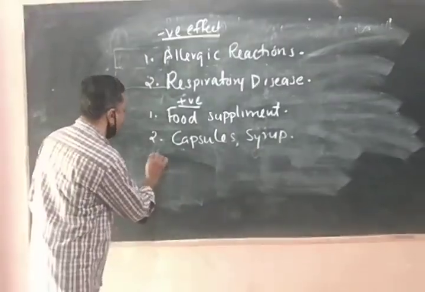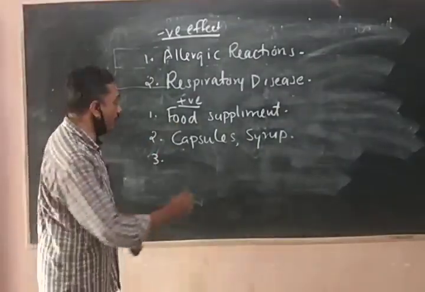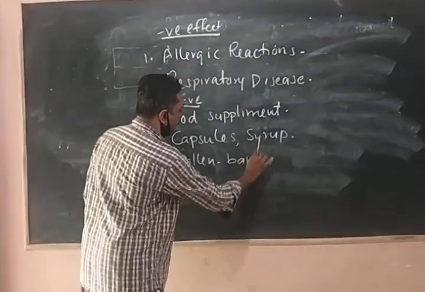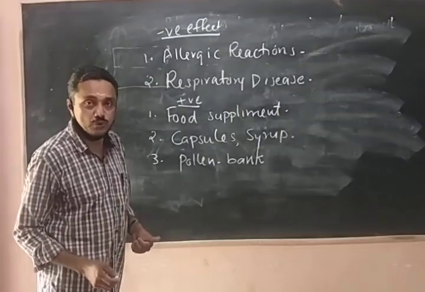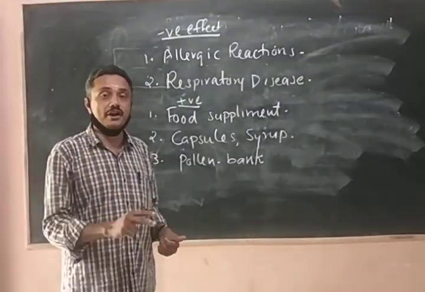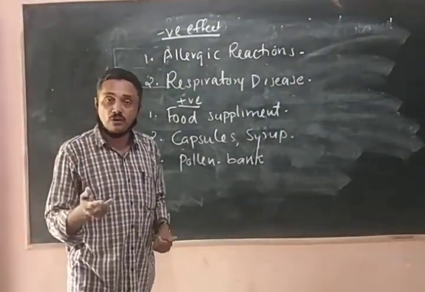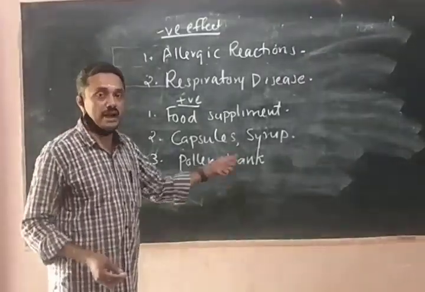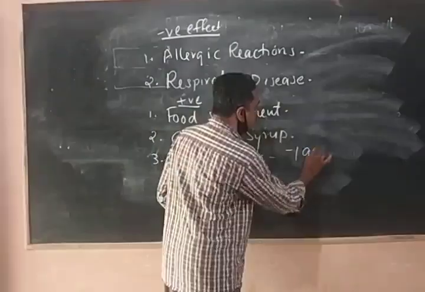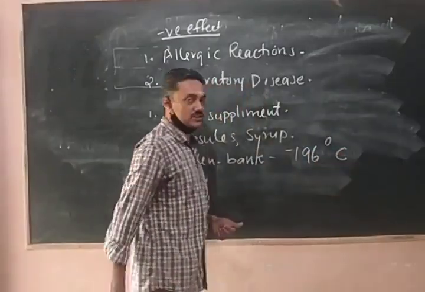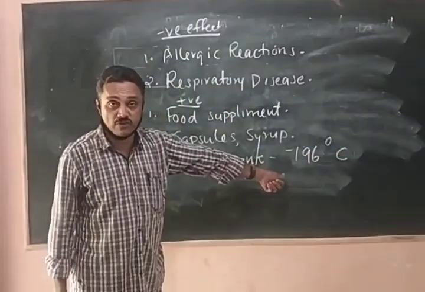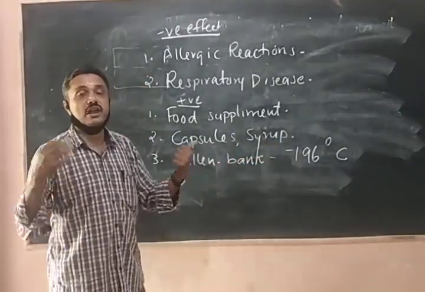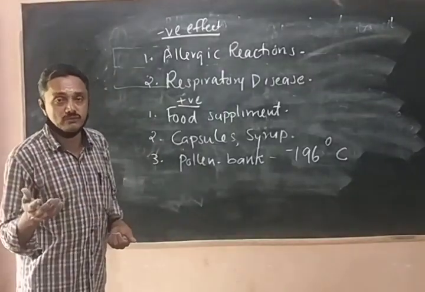And pollen grains are stored in a pollen bank. The pollen bank is an institution where pollen grains are stored for crop improvement or agricultural purposes. Pollen grains can be stored in a pollen bank at a temperature of -196 degrees Celsius. That is called cryopreservation. Pollen grains can be preserved at a low temperature and used for further improvement of agriculture.